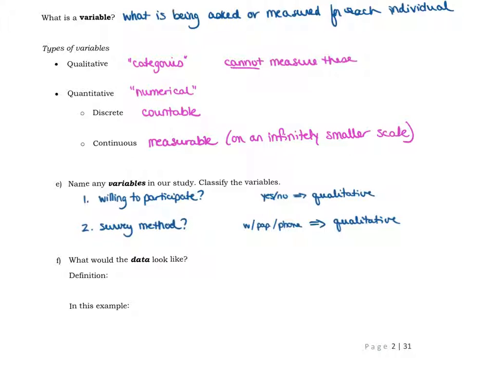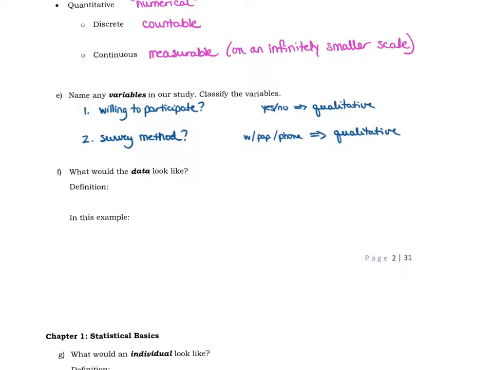Right. What would the data look like? Okay. What would the data look like? So the definition is these are simply the responses or measurements for each individual. Okay. In my head, I tend to think spreadsheet.